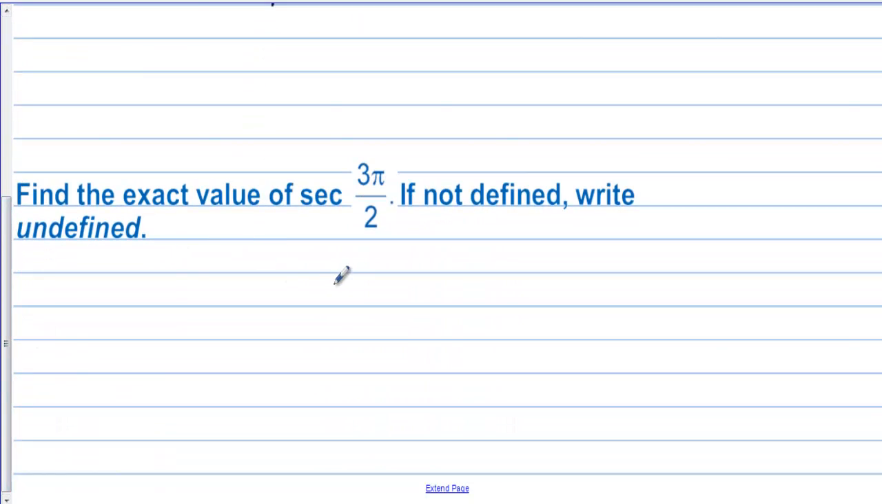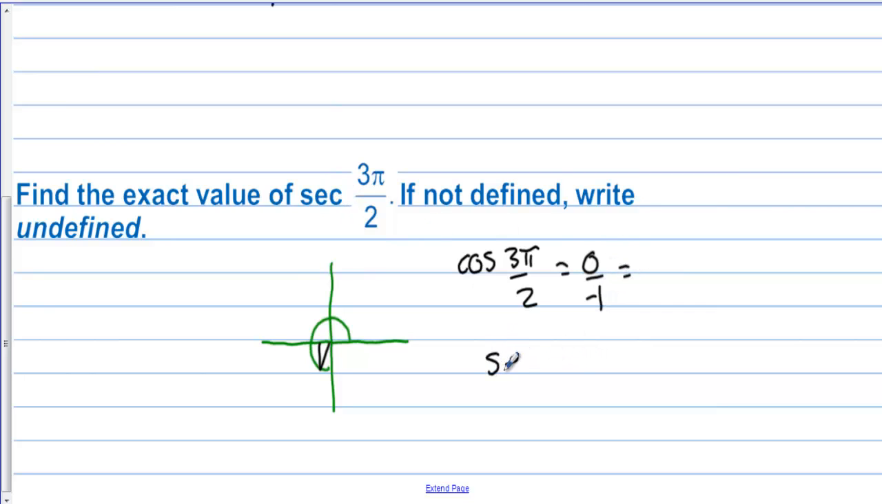Find the exact value of secant of 3 pi over 2. So we have 3 pi over 2 right here. Let's look at a triangle that's getting close to an angle that's getting close to 3 pi over 2. And secant is the reciprocal of cosine. So if we know the cosine of 3 pi over 2, then we can just take the reciprocal. Now cosine is adjacent over hypotenuse, so we have 0 over negative 1. So 0 over negative 1, that would be 0. So we're trying to find the secant. So now secant of 3 pi over 2 is 1 over 0, which is undefined.